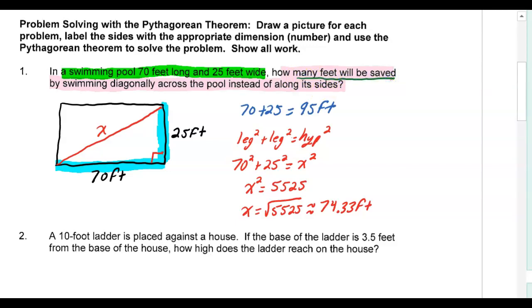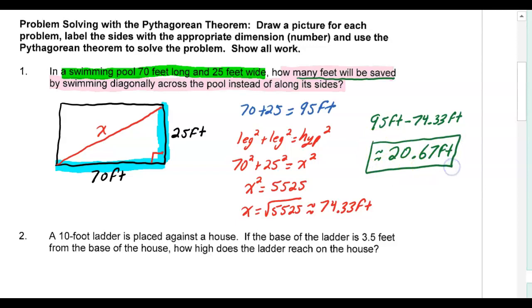So if I went diagonally, I would have swum approximately 74 feet. If I go along the sides, it's approximately 95 feet. So you might see this on the SAT, where now I'm going to subtract the distance of 95 minus the 74.33. And when I do that, I'll get approximately 20.67 feet. So I would save approximately 20.67 feet.